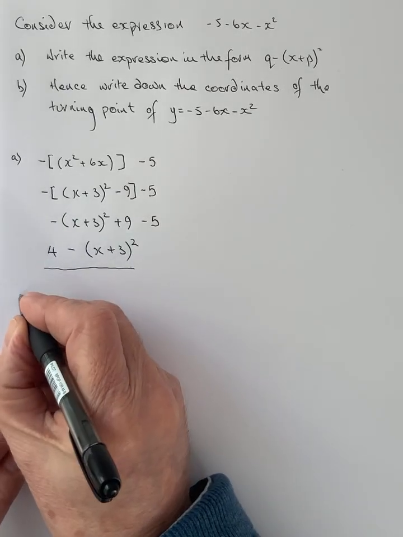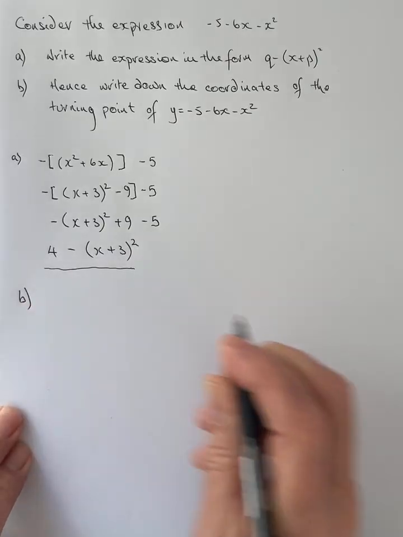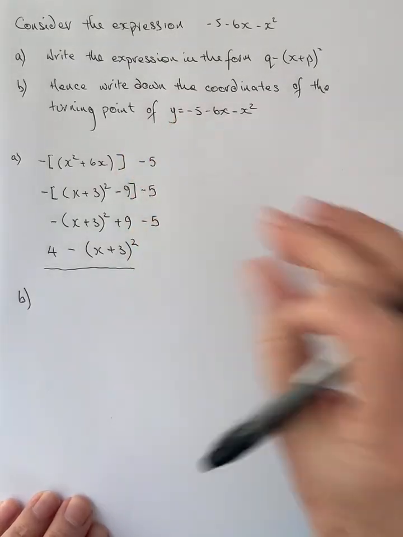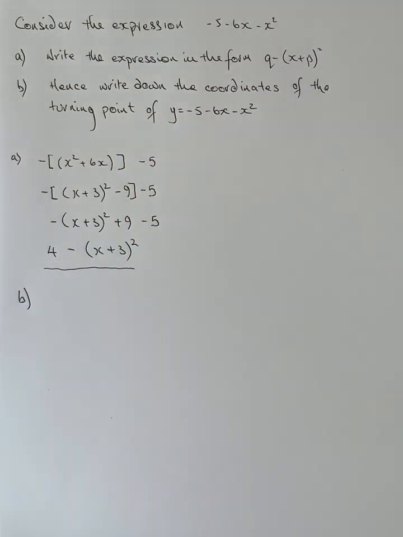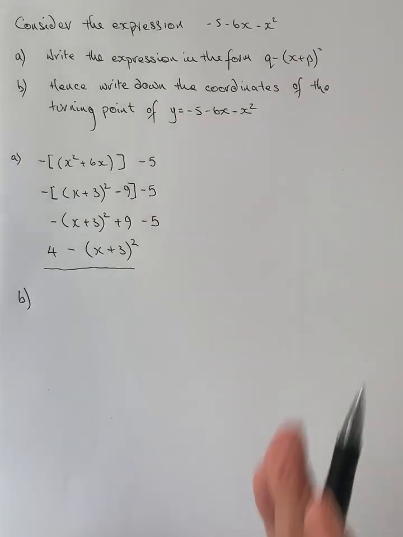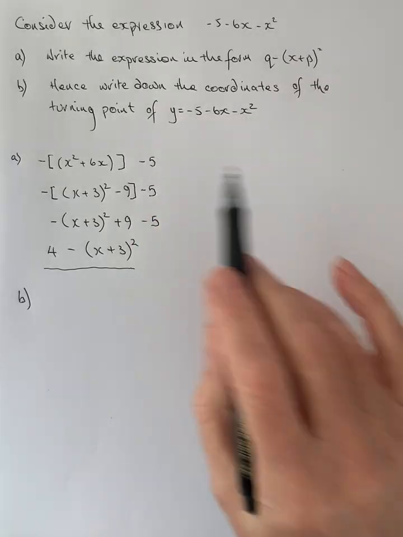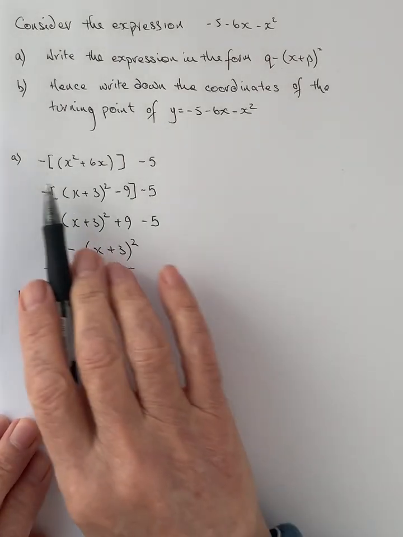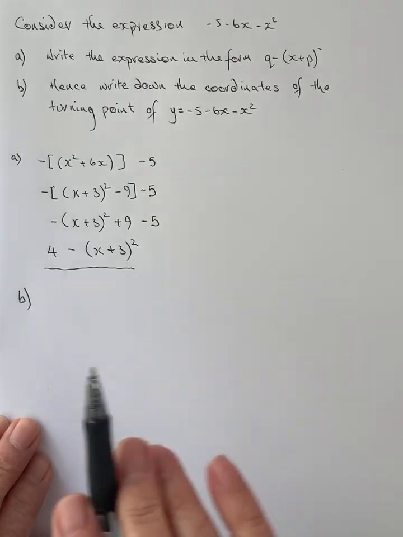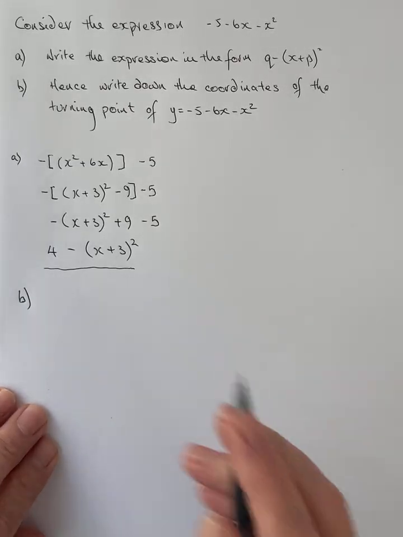And our part B says, hence write down the coordinates of the turning point of y equals -5 minus 6x minus x squared. Without going through all this, you would have to put points in there. You'd have to solve the equation, find the midpoint between the two roots, and work out what the y value is. But going through this way, this is where completing the square comes into its own. This gives us the turning point straight away.